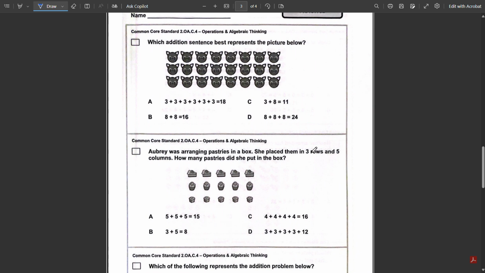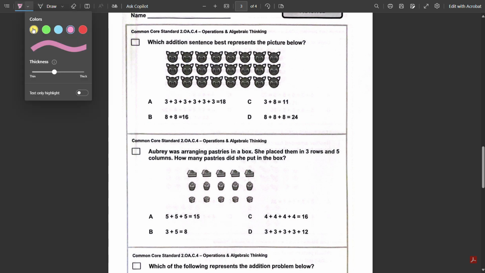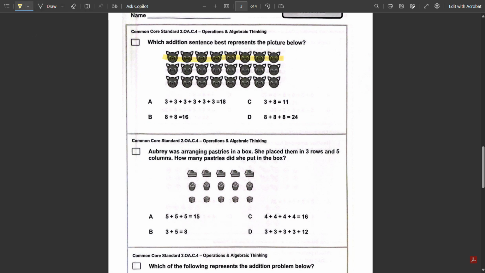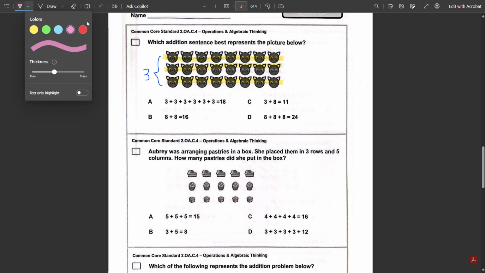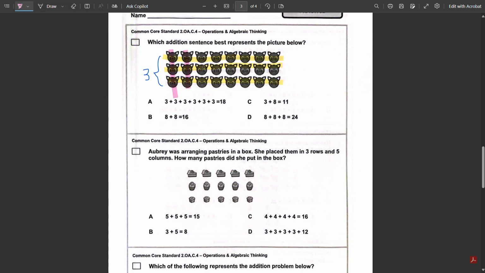Okay, page 3, number 1. Which addition sentence best represents the picture below? Again, first count how many rows there are. 1, 2, 3. So we know that there's 3 groups, and we're going to add these 3 times. And now we have to find which number we're going to add. So 1, 2, 3, 4, 5, 6, 7, 8. This is 8. So if we were to add 8 3 times, it would be D. 8 plus 8 plus 8 equals 24.